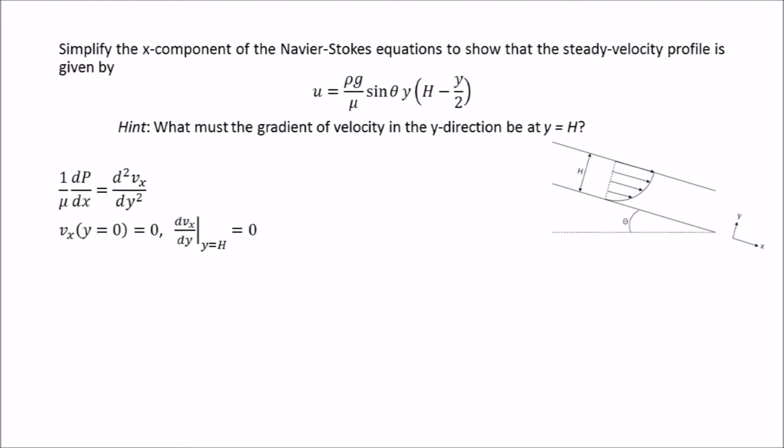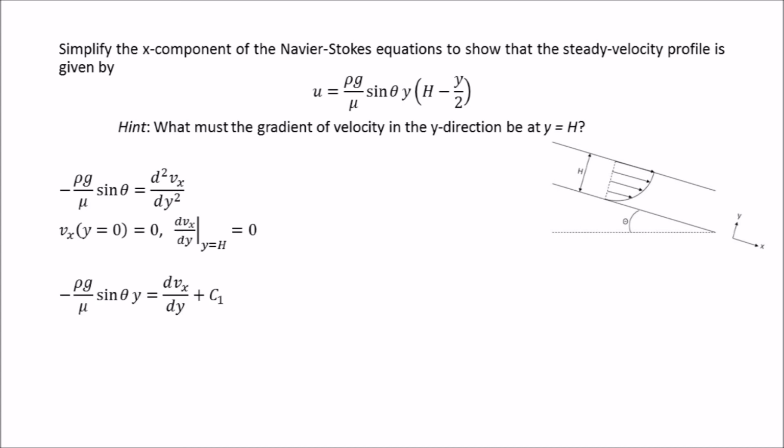Before we solve our equation, there's one more simplification that we can make. We know that our modified pressure is equal to the applied pressure minus the effect of gravity. There is no applied pressure in this case. So dp/dx is just equal to minus rho gx. And the x component of gravity is just equal to g sine theta. Substituting that result into our Navier-Stokes equation, we are now ready to solve.